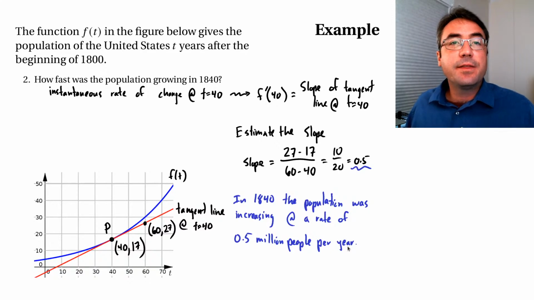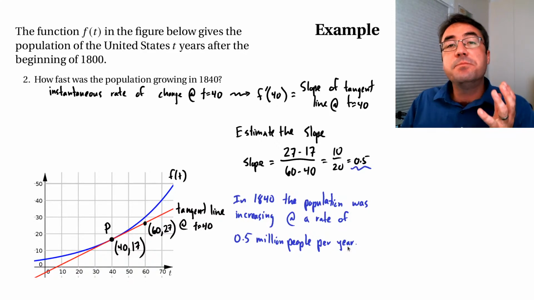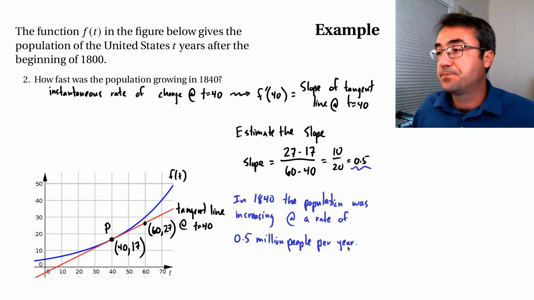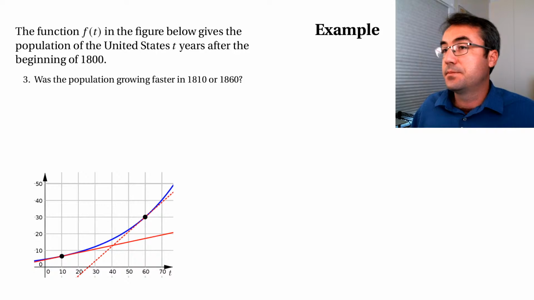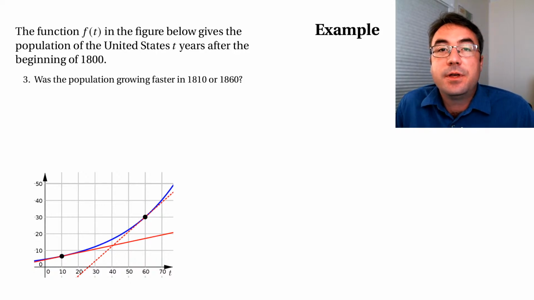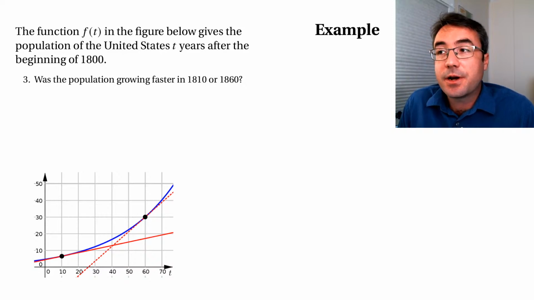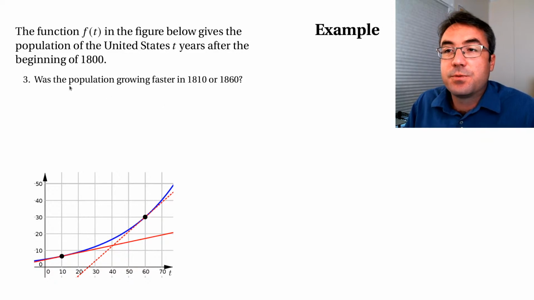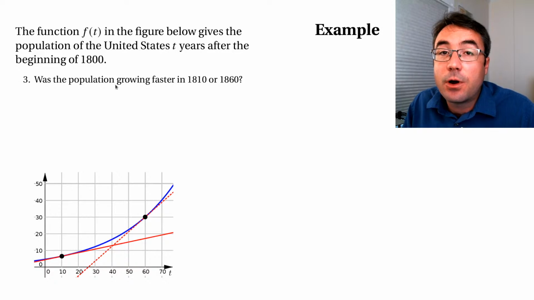All right, let's try the last part here, where we compare the rate of change at two different times. So we want to compare, well, in the year 1810, is our population growing faster than in the year 1860? When we see this phrasing, growing faster, really what we're thinking here is instantaneous rate of change.